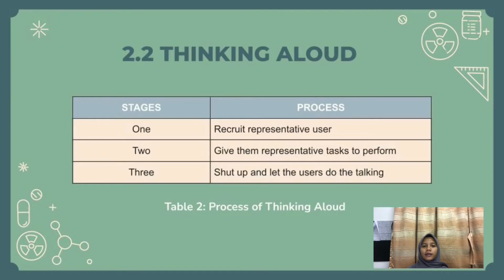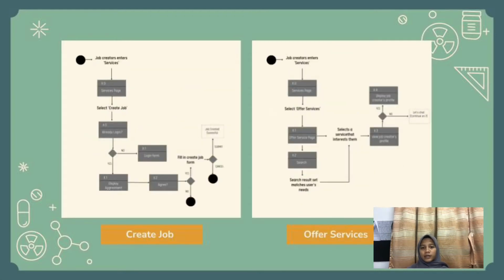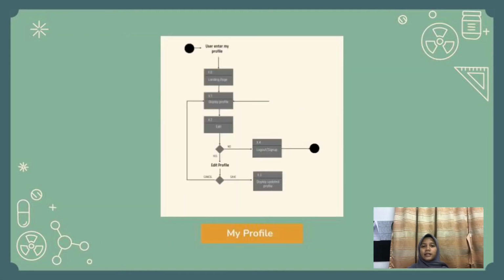For the second method, we have thinking aloud. For thinking aloud, we made the process in 3 stages. One is the stage of recruiting representative users. Second, we give them representative tasks to perform. Then the third stage, we shut up and let the users do the talking. Among the tasks that we provide to the user in the format of a flowchart, first is login, then navigation to all pages, find job, create job, offer services, feedback, and my profile. We recorded every point that the user tries to convey during the process and we take into account all of the feedback from the user.